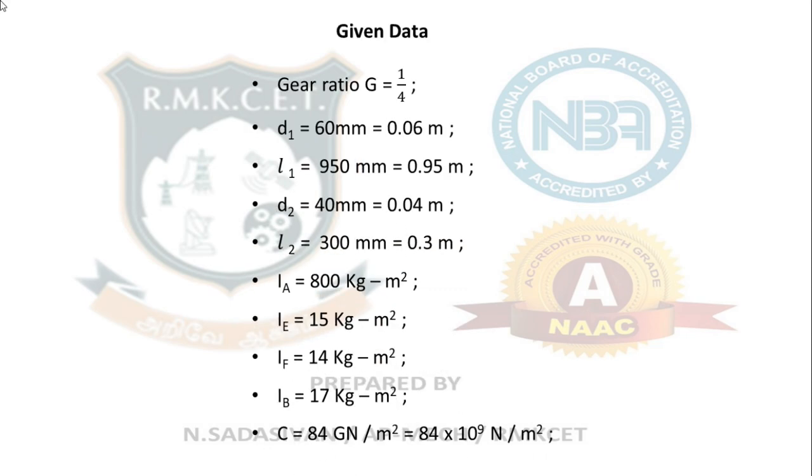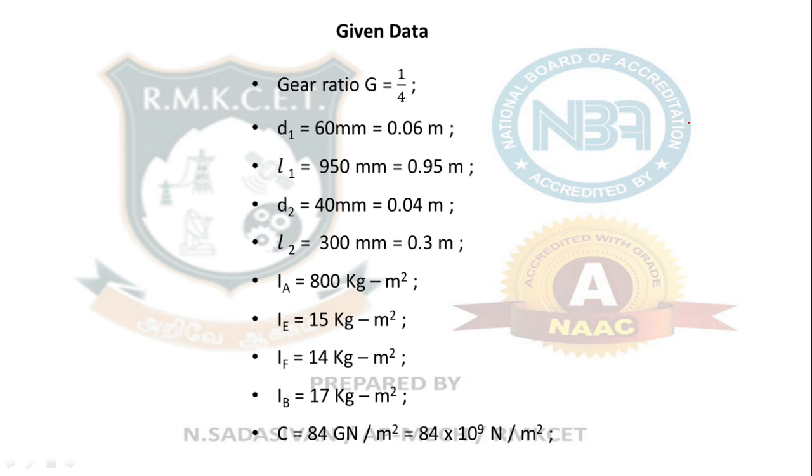So gear ratio is 1/4. How? Omega A by omega B. What is omega A? 1/4 divided by 1. So motor speed is 1/4 of the pump speed. The pump is very fast. So if we bring it up, then also we will get only 1/4. Clear? There should be no confusion here.